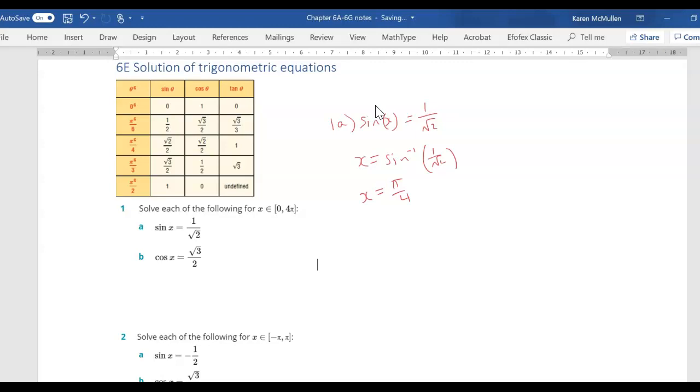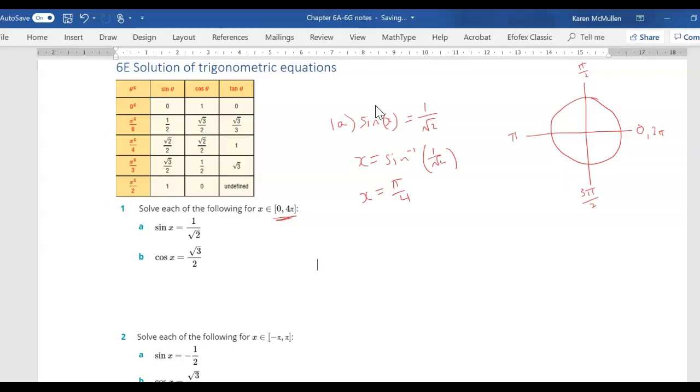Now, because we've got this domain, we're going to have more than just one solution. You can graph it and think about what it looks like graphically, but I think the easiest way is to use the unit circle. So let's draw the unit circle. We're going from 0, pi on 2, pi, 3 pi on 2, and then back up to 2 pi. Now we're actually going all the way to 4 pi, so we're going around the circle twice.